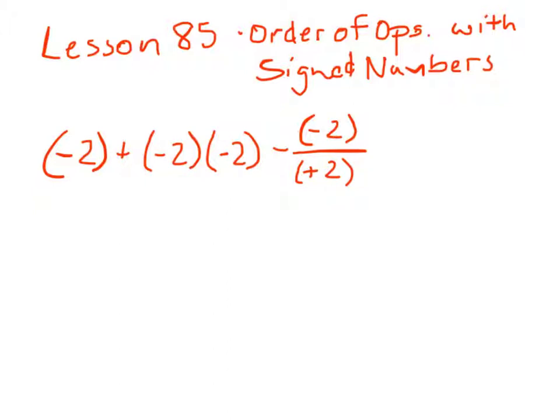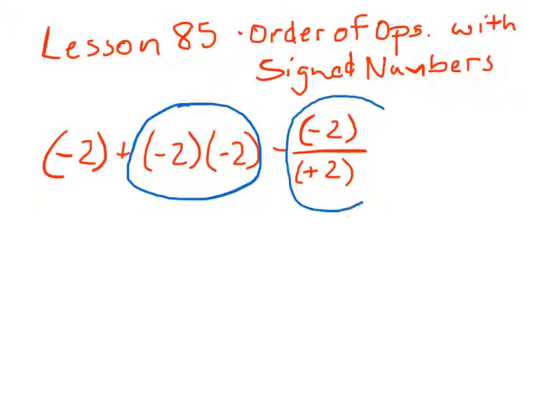I need to remember I like to do multiplication and division first, and things in parentheses. Now there's no problems in parentheses. Individual numbers are in parentheses, but here I see multiplication and here I see division. So if I wanted to, I can group this here and group this here. Notice I didn't circle the functions that you see here, the addition and the subtraction.